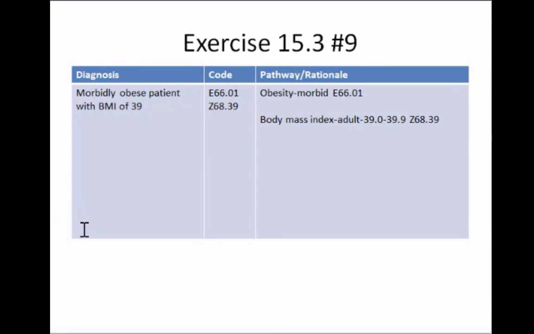The next exercise, 15.3, number 9, deals with a morbidly obese patient with a BMI of 39. And I have here the rationale and the pathway for how you would get to those codes. As a reminder, we can use BMI documentation from a dietitian to help us know what we can code.